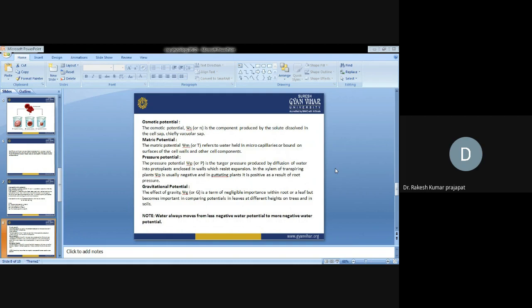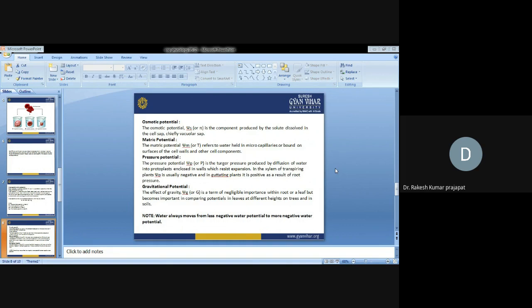The matric potential, psi m, refers to water held in microcapillaries or bound on the surface of the cell wall and other cell components. Pressure potential, psi p, is the turgor pressure produced by diffusion of water into the protoplast, which is enclosed in a wall which resists the expansion. In the xylem of a transpiring plant, psi p is usually negative. In guttating plants, it is positive as a result of fluid pressure. Gravitational potential is the effect of gravity, a term of negligible importance for a leaf, but it becomes important in comparing potential in the leaf at different heights.